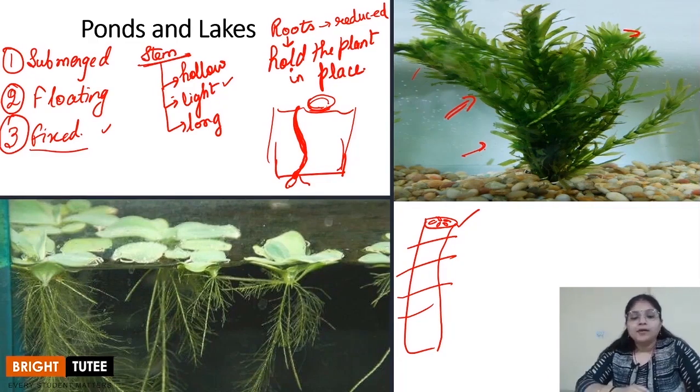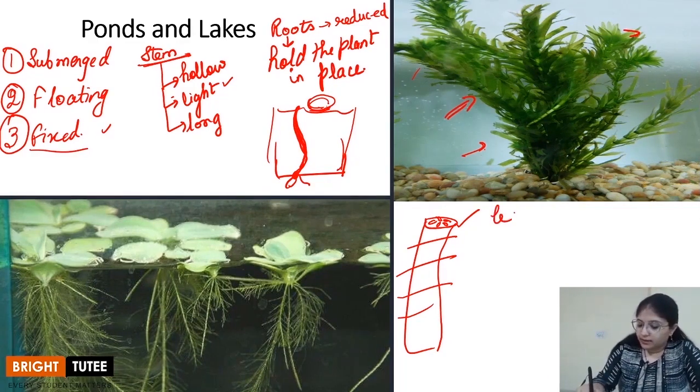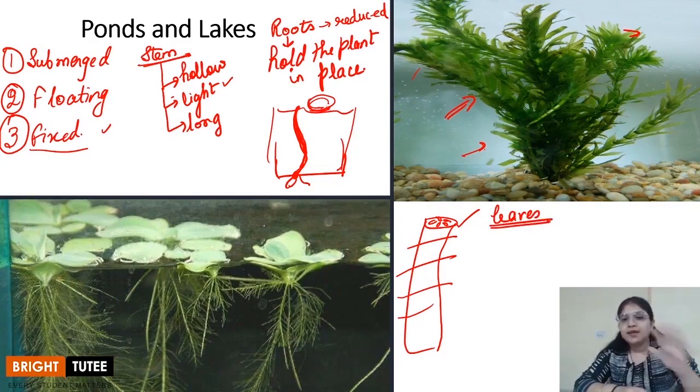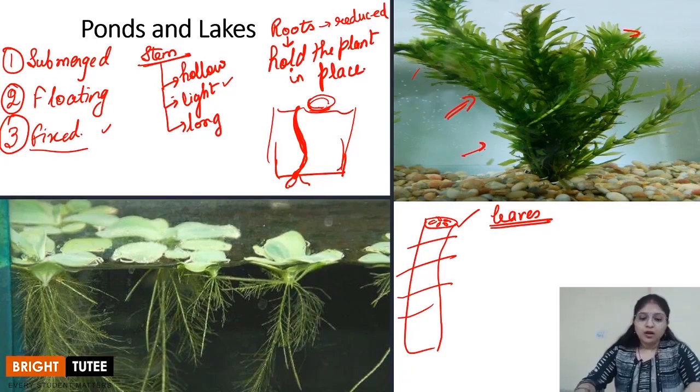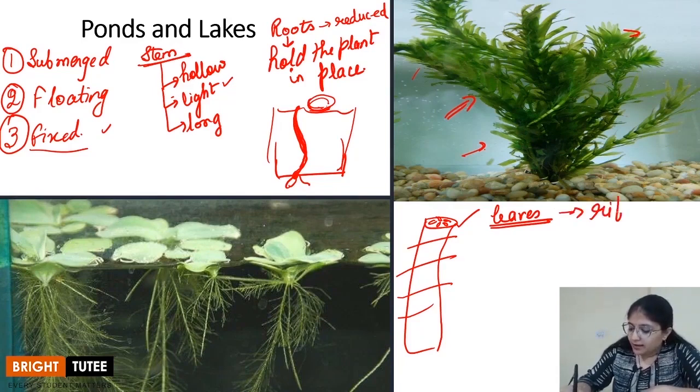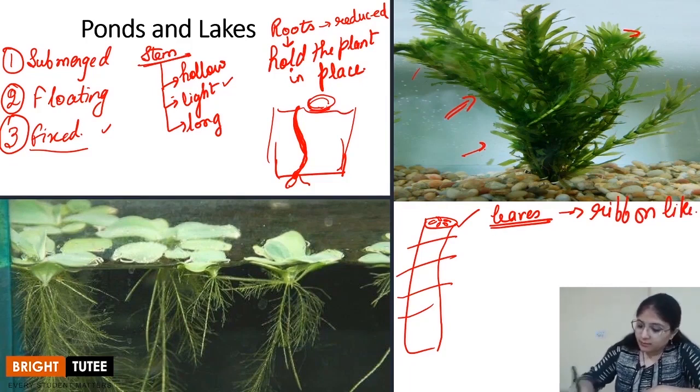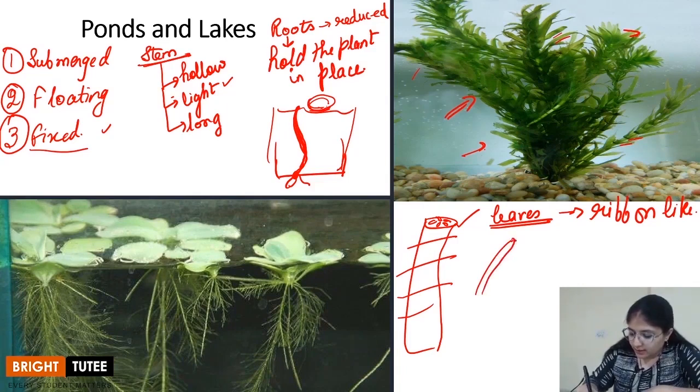Now, the next part we talk about is the leaves. The leaves are again a very important part of the plant, and the same is the case in the submerged plant also. Submerged plants usually have ribbon-like leaves, right? Also, the plants, as you can see, are highly divided. Over here also you can see how divided they are, and if you pluck one leaf, you will find that it looks somewhat like a ribbon, right?